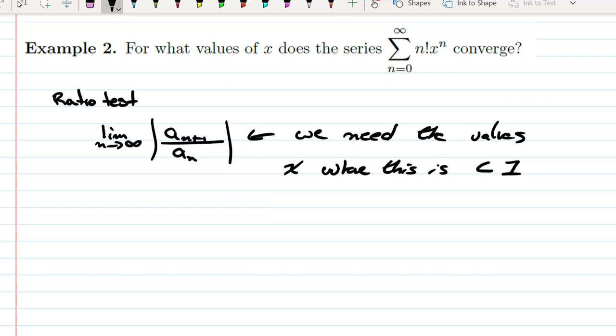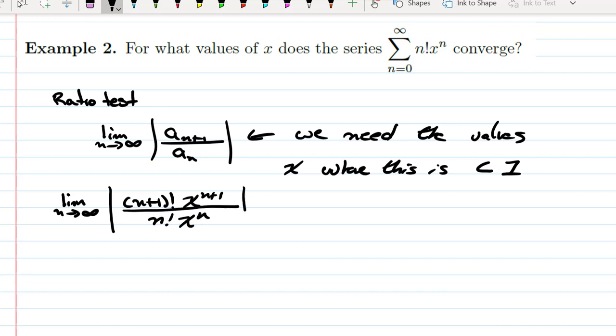So let's go ahead and calculate our limit. We take the limit as n goes to infinity of the absolute value of a sub n plus 1, which is (n plus 1) factorial times x to the n plus 1, divided by n factorial x to the n.